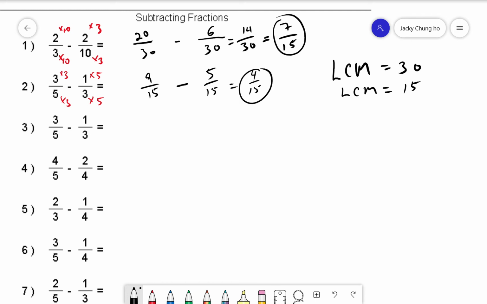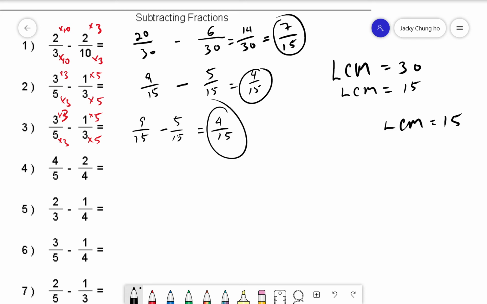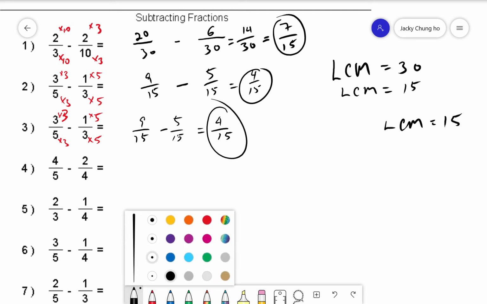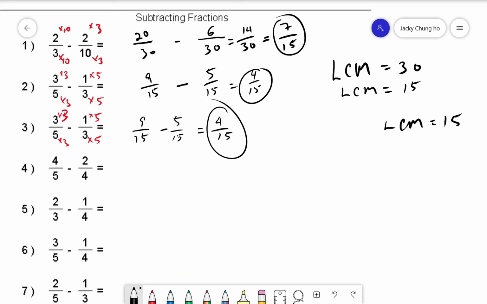Number 3, I have 3 over 5 minus 1/3. Again, the LCM has to be 15 in this case. 5 times 3 will be 15, and 3 times 5 will get you to 15 as well. So you should have 9 over 15 minus 5 over 15, which will be 4 over 15. Actually, this question is identical to the second one, so the answer will be the same, but it's still a good exercise for us.